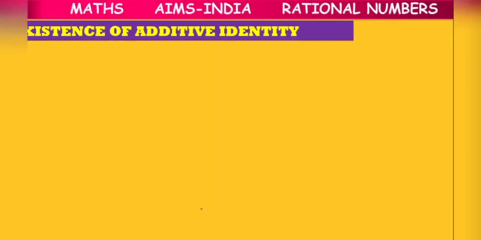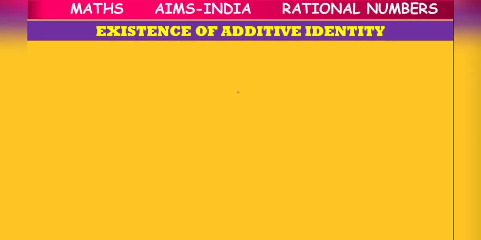Next. Fourth property. In the fourth property, we will be learning about the existence of additive identity. Means while adding, we have an element called additive identity. Regarding that, we are going to learn.